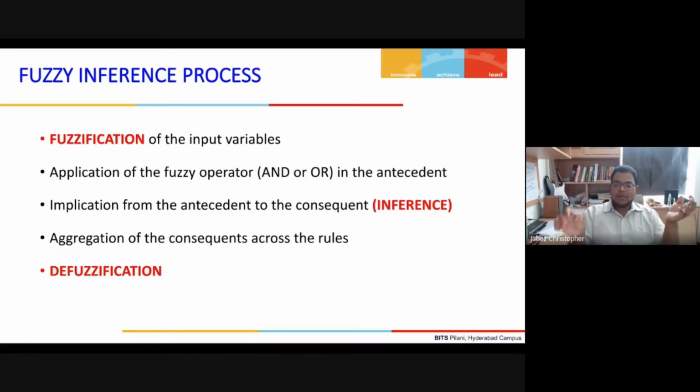aggregation of all the rules, and finally for the aggregated value you're going to do some defuzzification to get back the crisp output, which can be like a severity of a disease. The output variable's actual crisp value is what we need, or we are going to get with the defuzzification function.